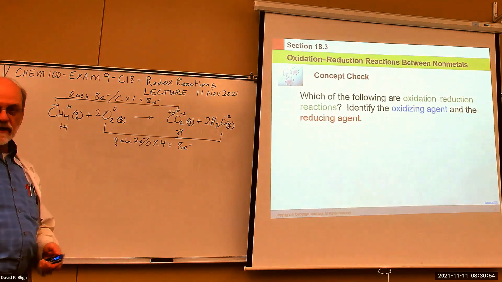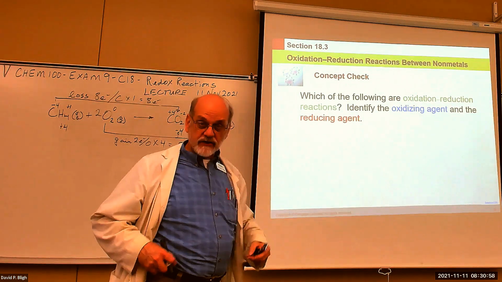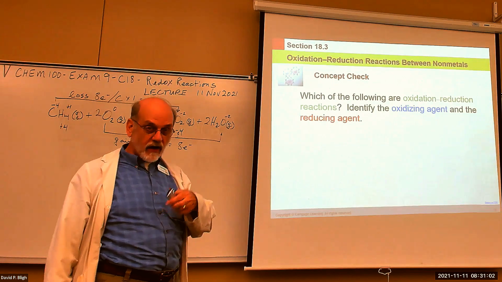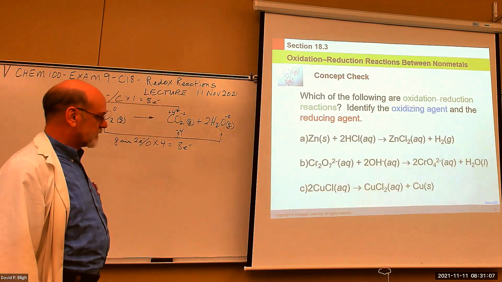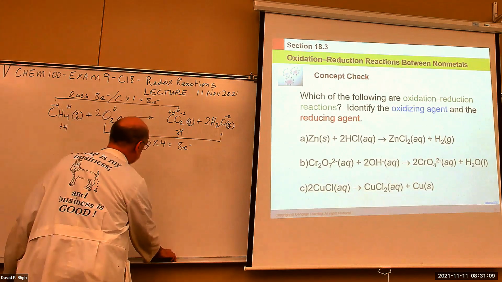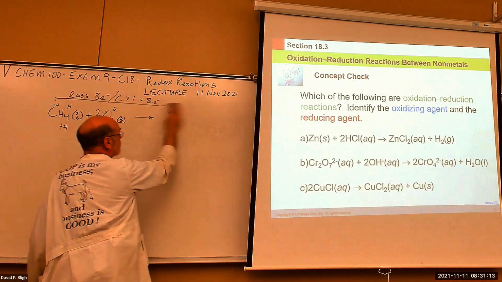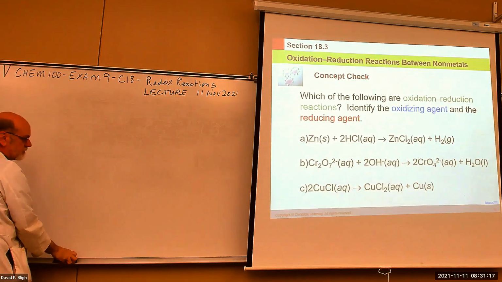Okay, I mentioned earlier, but I'll say it again. Some reactions do not transfer electrons. In other words, they are not redox reactions. So let's see if we can identify which of these are redox, and maybe one or more of them are not redox reactions.